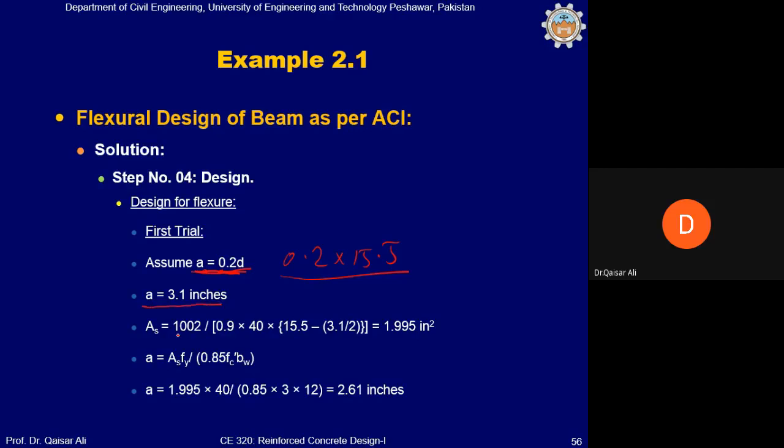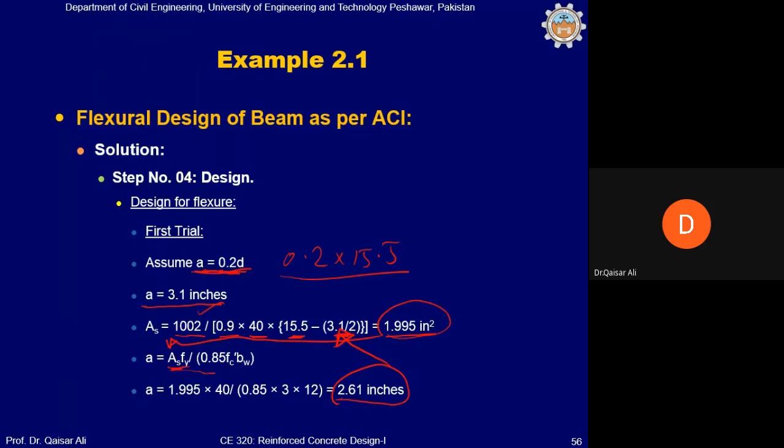Then you calculate As, because this is Mu, 0.9 Fy, d, you have assumed this is a, 3.1 divided by 2. So As is calculated like this. Then calculate small a from this As that you have calculated in this step, substituted here. And after this small a is calculated, recalculate As by substituting small a in this equation. I would ask you now to do this and tell me the final value of As.